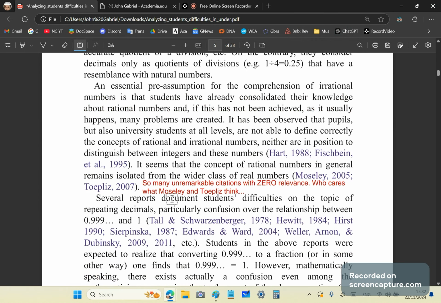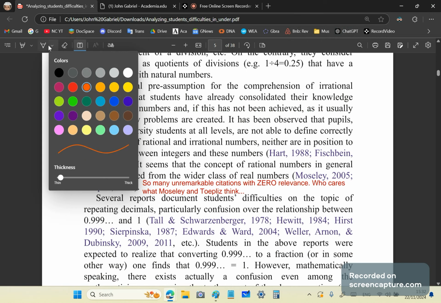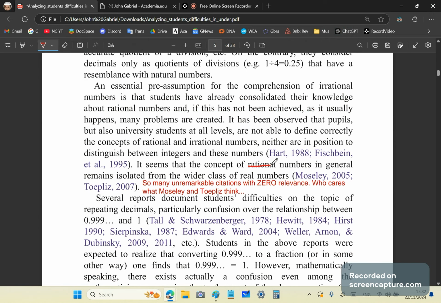Now, one of the next quotes I want to deal with says, "It seems that the concept of rational numbers in general remains isolated from the wider class of real numbers." Well, that's nonsense, what Moseley and Tupler think. And of course, "rational numbers," with rational being redundant, okay? It's not necessary. Numbers are rational, and rationality implies number.